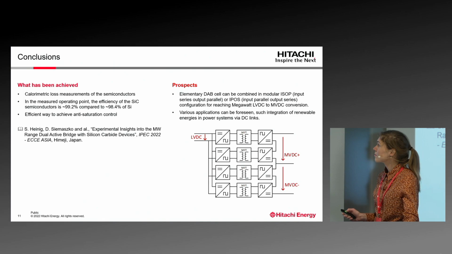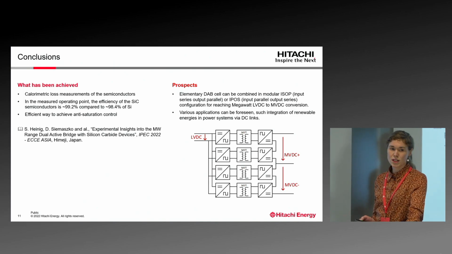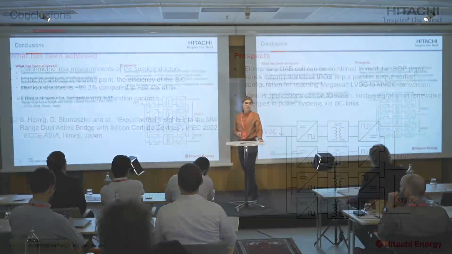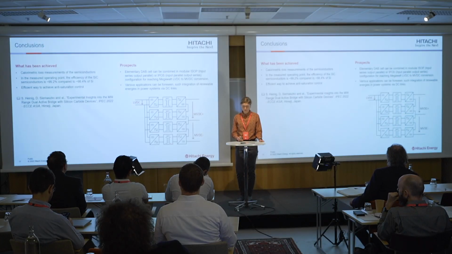What are the prospects? You have seen here the elementary DAB cell. You can combine these cells in ISOP or IPOS configuration, and then you can reach megawatt LVDC to MVDC conversion. And you can foresee various applications, such as integration of renewable energies into the power system via DC links, as also described by Professor Bhattacharya. That was it from my side. Thank you for your attention, and I'm open for your questions or feedback. Thank you very much.